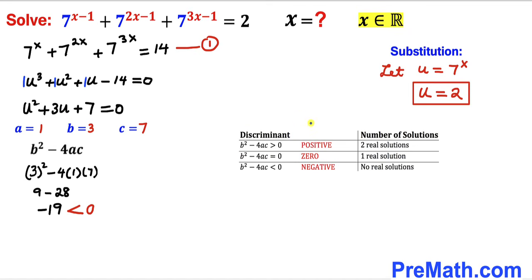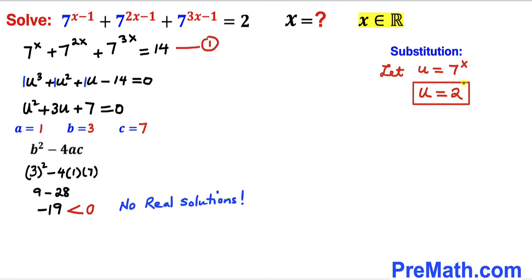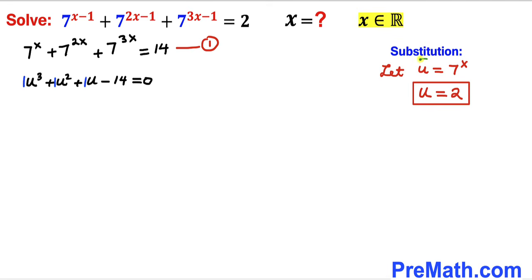And we can see this negative 19 is less than 0, a negative number. And now let's recall this discriminant table. We can see if our discriminant is less than 0, in other words it's negative, then we have no real solutions. So therefore we conclude that this quadratic equation has no real solutions. So therefore our only real solution is going to be 2. And at the very first place, the substitution was u equals 7 power x, and u equals 2 as well.